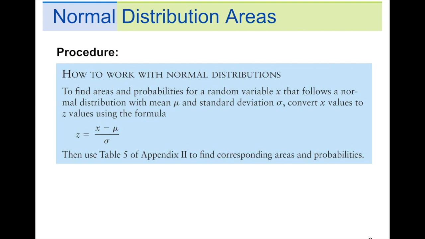How to work with normal distributions. To find areas and probabilities for a random variable x that follows a normal distribution with mean mu and standard deviation sigma, convert x values to z values using the formula z equals x minus mu over sigma. Then use table 5 of appendix 2, or what's in the beginning of your book, to find corresponding areas and probabilities. So we've already dealt with this in the last section. So we're just dealing with it more again. We're going to use it more in what we're doing.